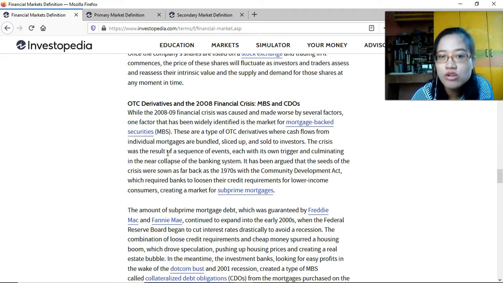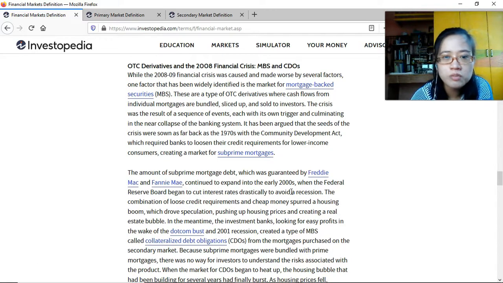investors. The crisis was the result of a sequence of events, as we know from the documentary, each with its own trigger and culminating in the near collapse of the banking system. It has been argued that the seeds of the crisis were sown as far back as the 1970s, with the CRA, which required banks to loosen their credit requirements for lower-income consumers, creating a market for subprime mortgages. Okay, it did happen, but of course, they should have been careful through the years, right? They could have revised the rules, the regulations by that point.